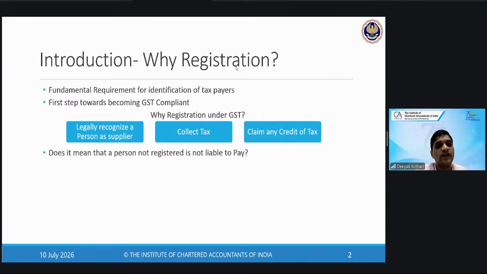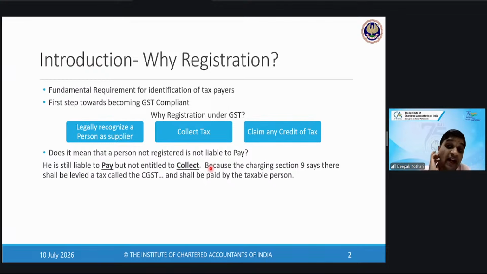So the question is, does it mean that a person who is not registered is not liable to pay tax? The answer for this is twofold. He is still liable to pay tax. Just because he's not registered, he cannot escape from the liability of payment of taxes. He's still liable to pay the tax, but he's not entitled to collect the tax. To pay the taxes, he will have to pay from his pocket. If he misses to register, his liability to pay is still there, but his right to collect taxes goes away.